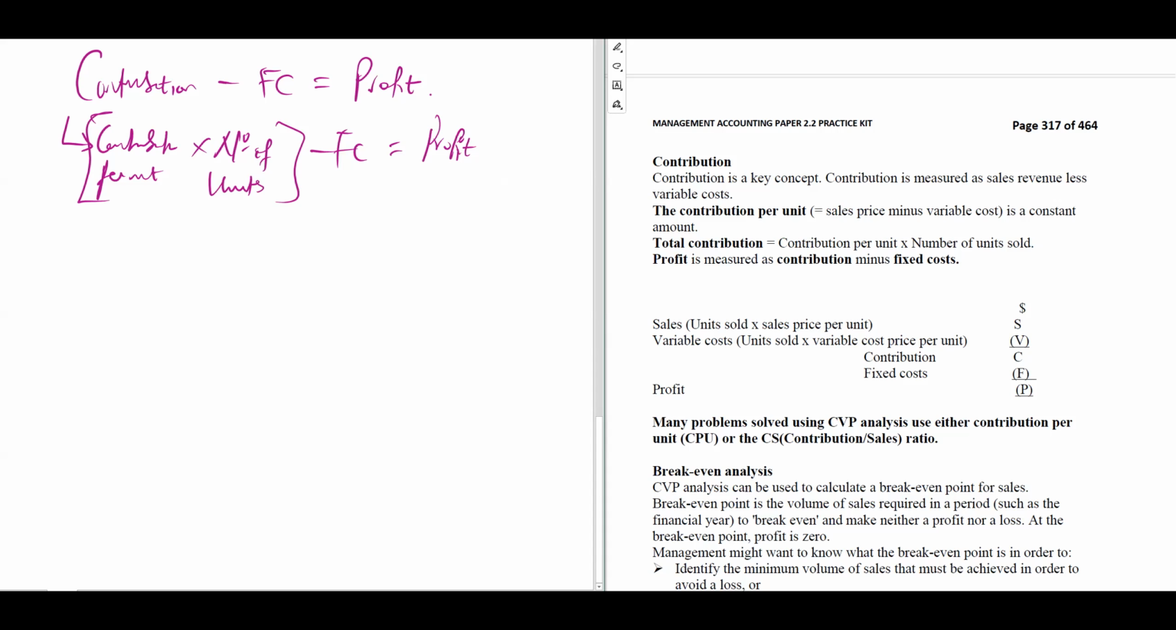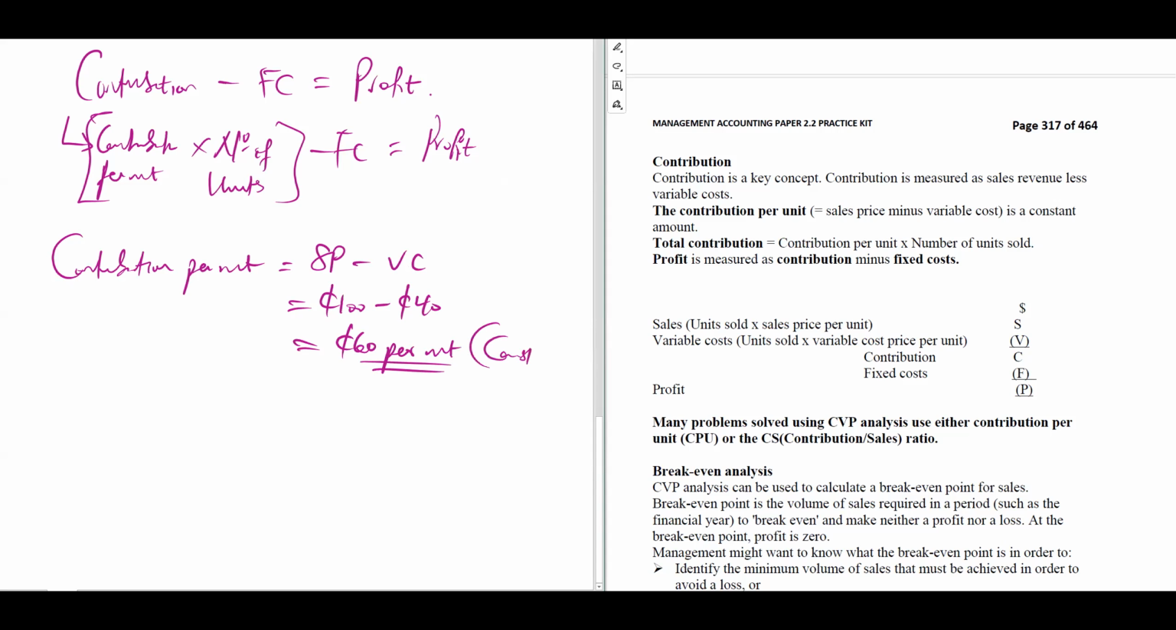So from the equation, first, let's find our contribution per unit. We know contribution per unit is always what? Constant, right? So what did we get from the question? The selling price was how much? 100 cedis, right? With variable cost of how much? 40 cedis, meaning our contribution becomes 60 cedis per what? Per unit, okay? Which we know is constant, right? Doesn't matter how much you produce. If you multiply by that, you should get your total contribution.